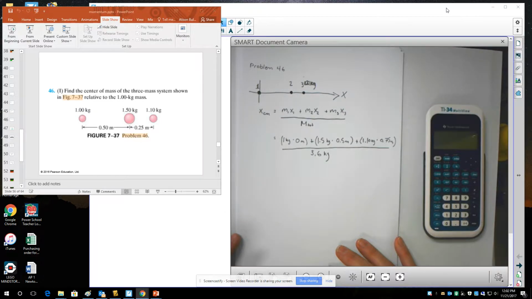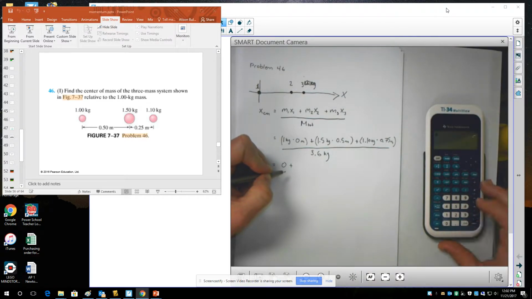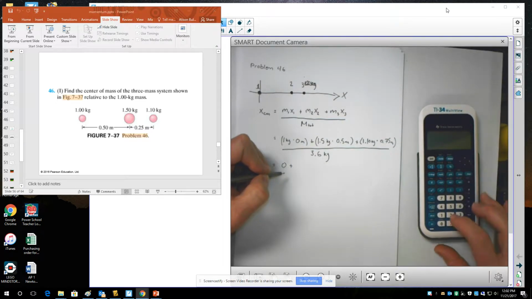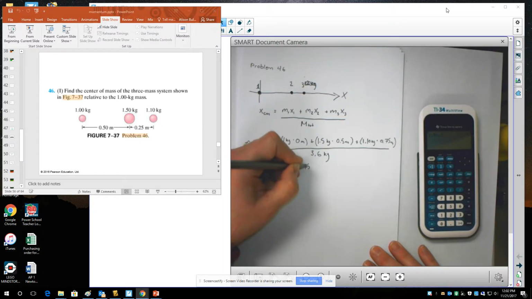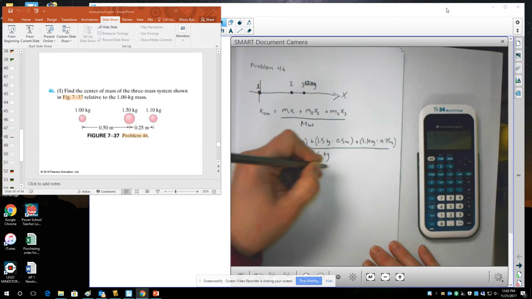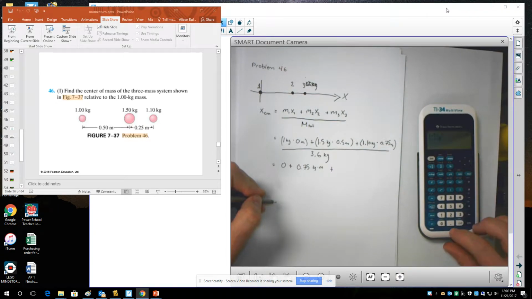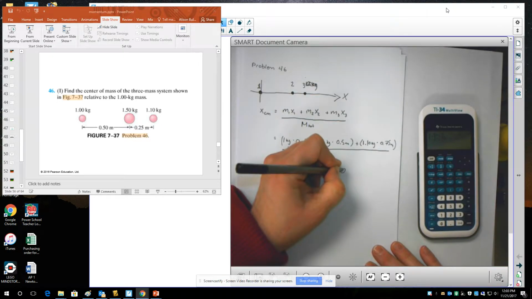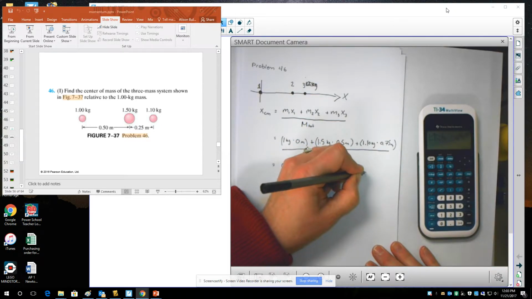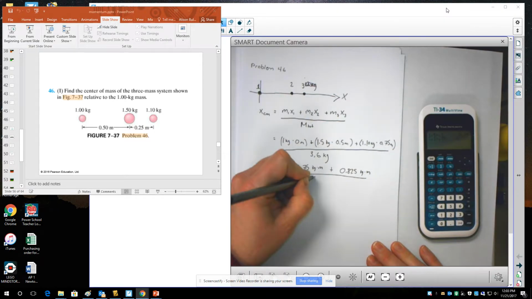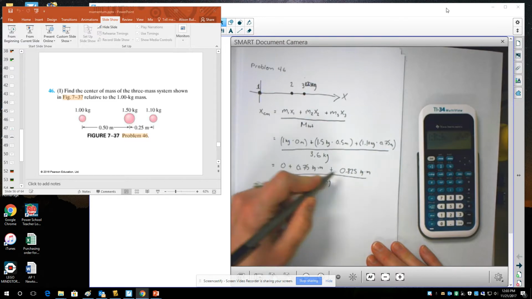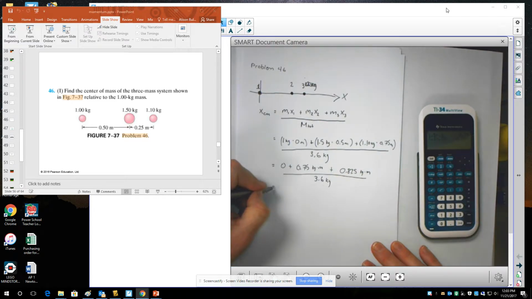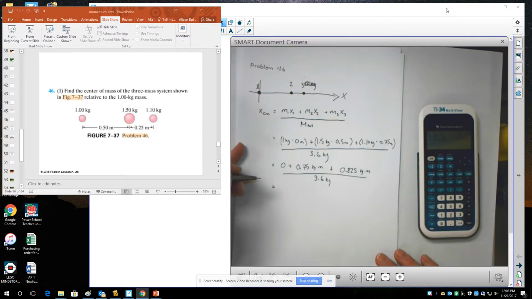This is the average position of mass along the x-axis for these three objects. So 0 plus, I'm not going to be able to do this in my head. So now you can see my trusty calculator off to the side. 1.5 times 0.5 is 0.75. The units here are kilogram meter. 1.1 times 0.75 is 0.825 kilogram meter. And then I'm dividing this by 3.6 kilograms. We have kilogram meter plus kilogram meter divided by kilogram, so my answer, the position of the center of mass, is in meters.